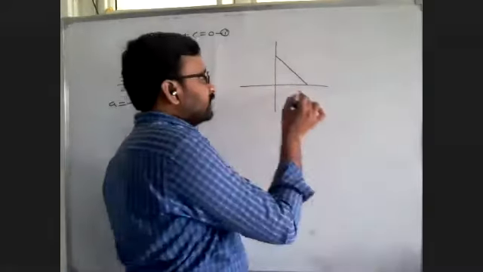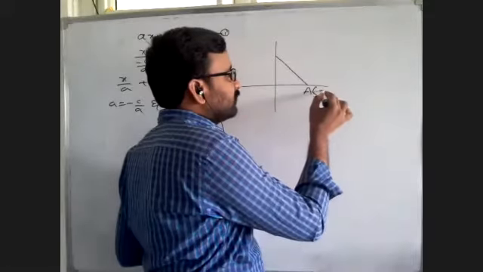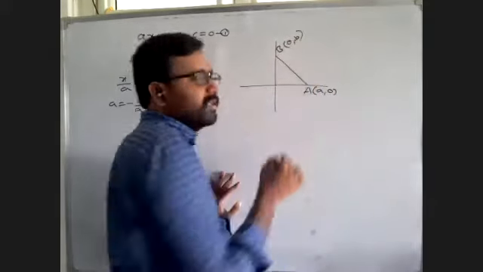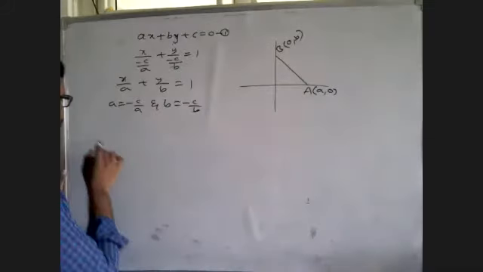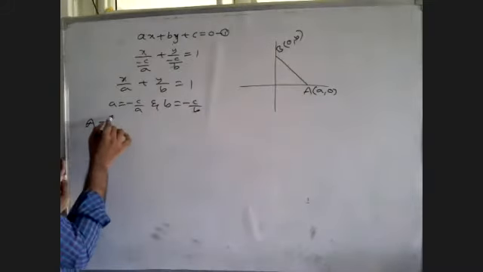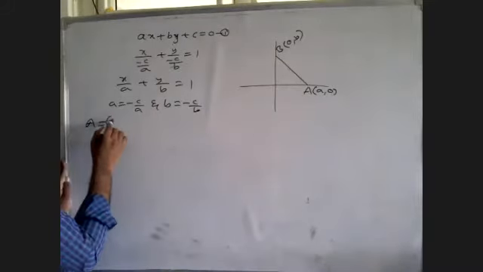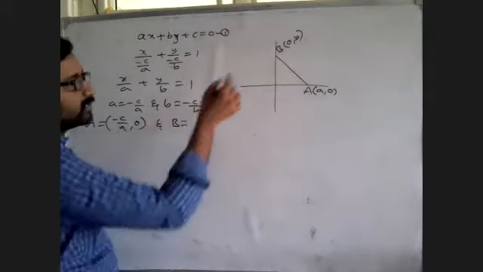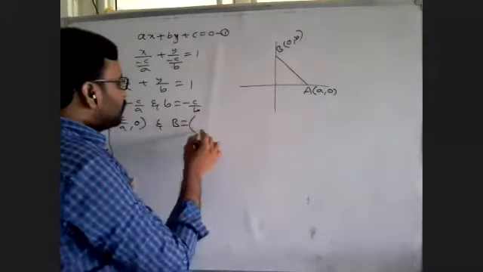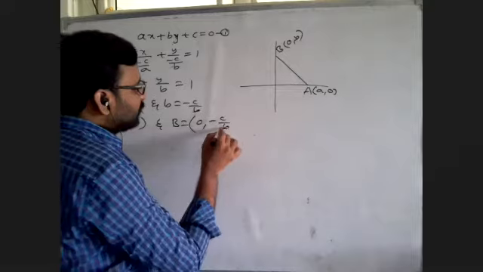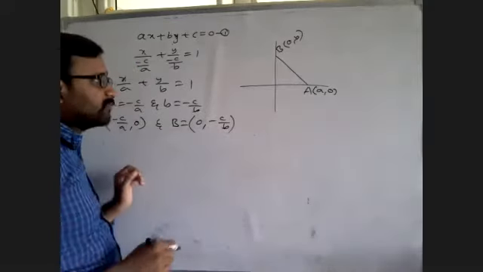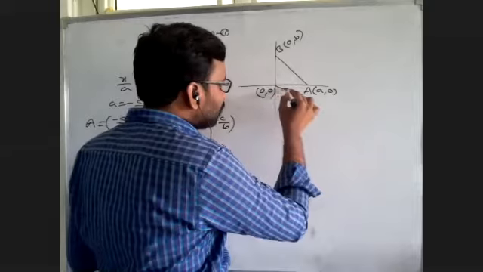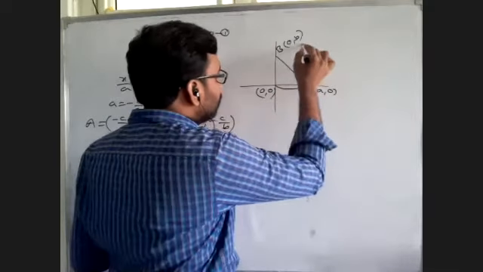If the line is in intercept form, then A is the point (a, 0) and B is the point (0, b), as we already know. So we can write A is the point (−c/a, 0), and B is the point (0, −c/b). Now you have two points, and one more point (0, 0) to form a circle. Like this you will get the circle equation.